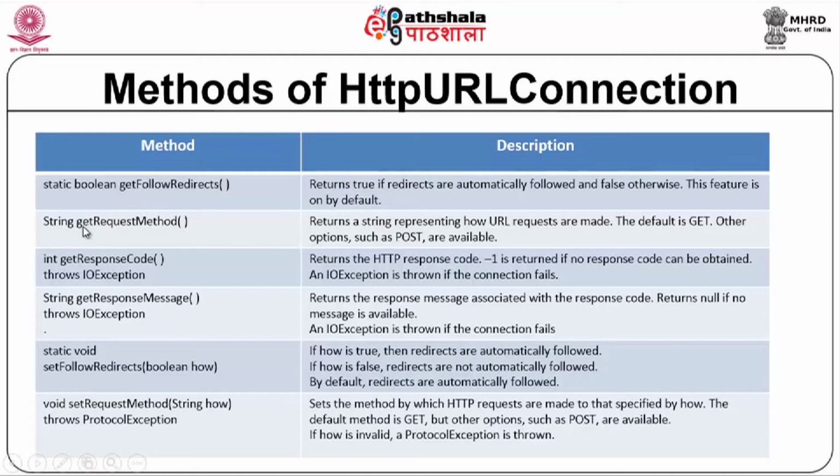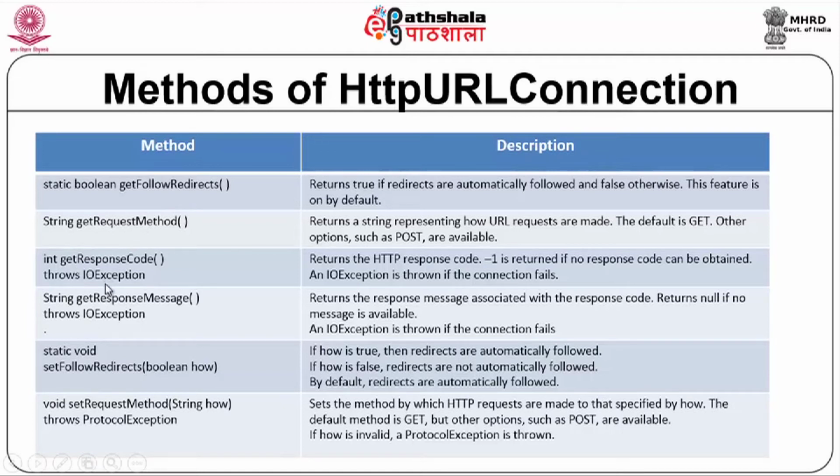And then there is a method called getRequestMethod. This returns a string that represents the type of the request that has been made to the URL. The default is a GET method by which you can give a request to the URL, or it can be a POST method.